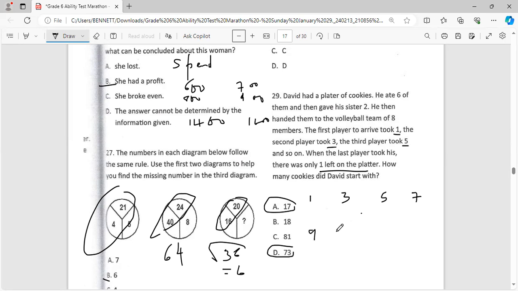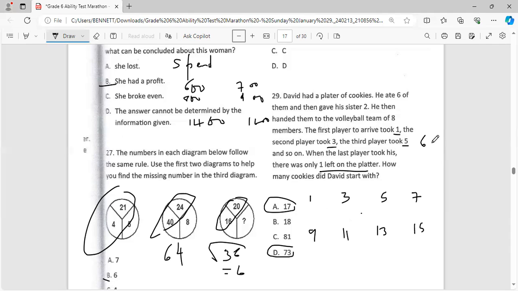This person will take 9. This person should take 11. This one will take 13. This one will take 15. So I don't know the total for this, so if you guys could add it up. That's 64, sir. 64? Yes, sir.